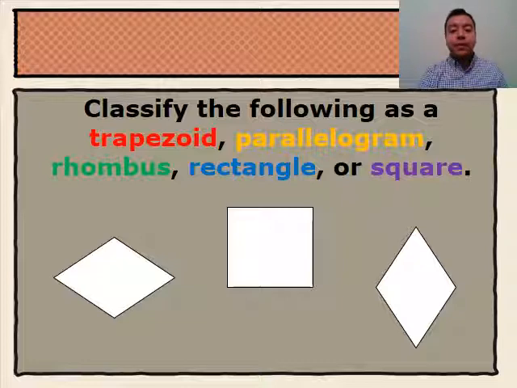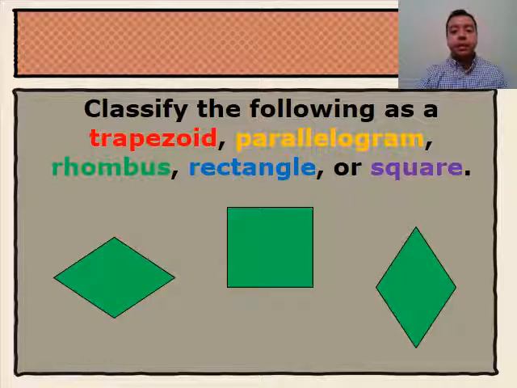Next, we'll classify the following as a trapezoid, parallelogram, rhombus, rectangle, or square. We know that all of these are an example of a rhombus because each of them has four equal sides and two pairs of parallel lines.